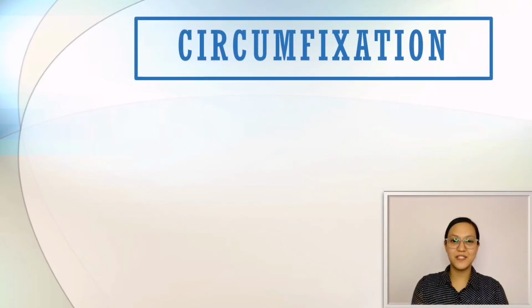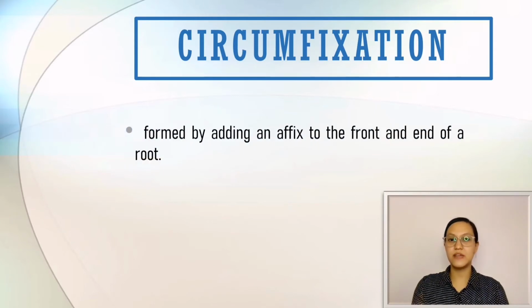The last subtype of affixation is circumfixation. This is actually the combination of prefixation and suffixation. Circumfixation is a morphological process where words are formed by adding an affix to the front and end of a root. Basically, both prefix and suffix are used in this process.